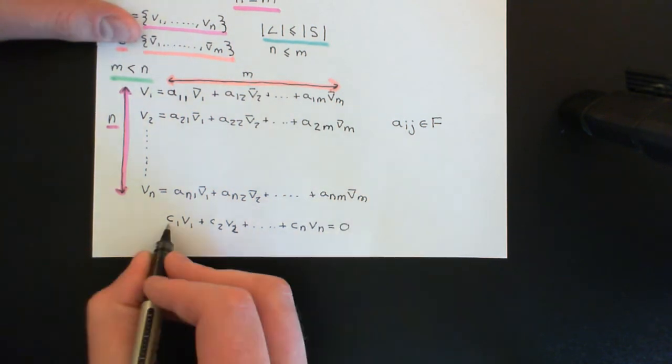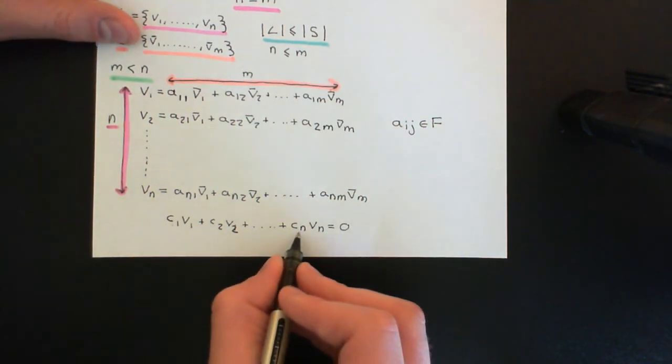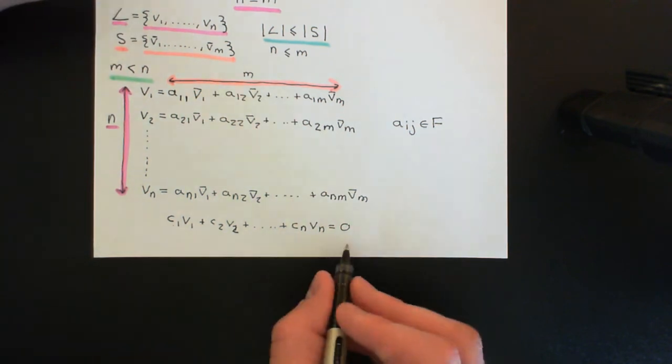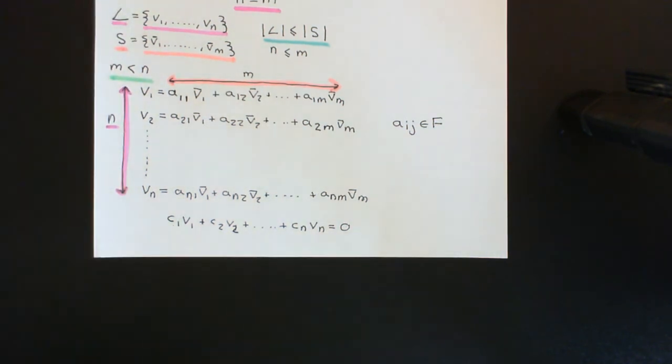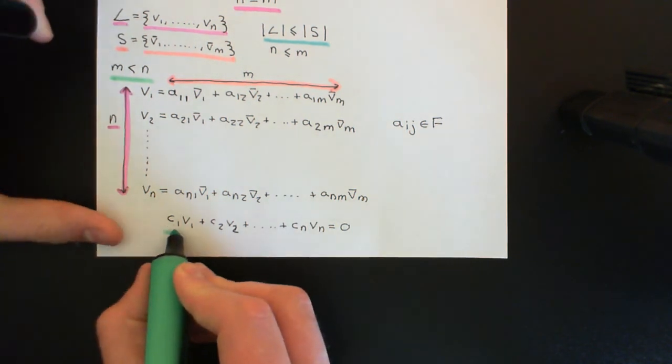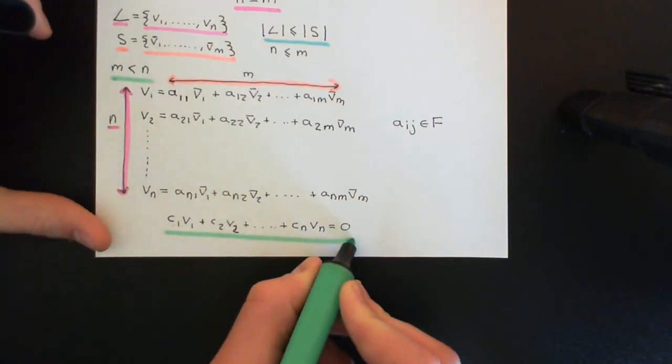So I'm trying to find coefficients C1, C2, all the way up to Cn, such that we have a non-trivial solution here. It's not the case that all of them are just going to be 0. I want a non-trivial solution which will actually satisfy this relation. I'm looking for non-trivial coefficients here that will actually give me 0.